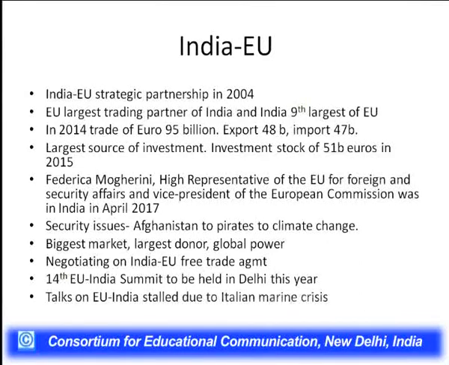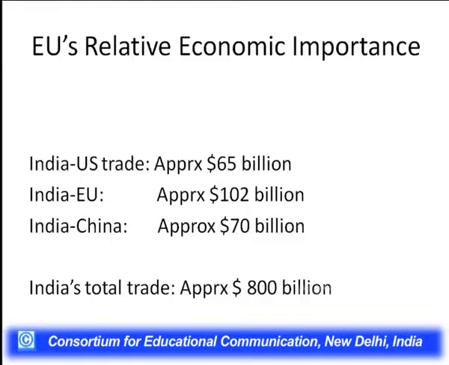There was an issue of the Italian marines who were arrested in India, and for some time the negotiations were affected, because they were responsible for killing some of the Indian fishermen. So they were arrested, but the European Union tried to put some pressure on India. Because of that, negotiations were stalled for some time. But again, the negotiations have started, but India and the European Union have not yet signed the free trade agreement, and I'll discuss this in a moment.